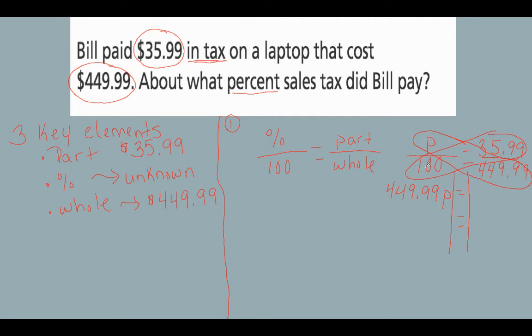Then I multiply 100 times 35.99, which, go get your handy dandy calculator. What do you get when you multiply 35.99 times 100? Oh, you thought I was just going to let you sit here? It's 3,599. Okay, so now I'm at a one-step equation. I've got some mystery number times 449.99 is going to give me 3,599.